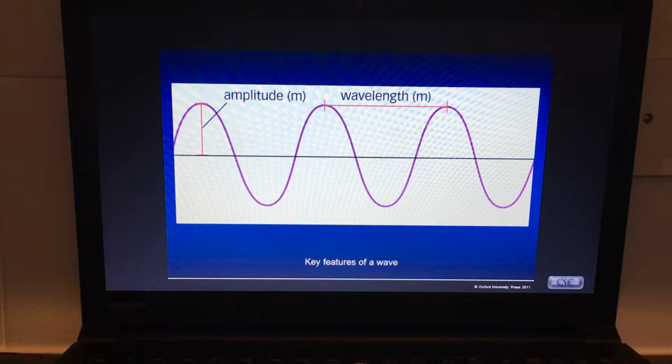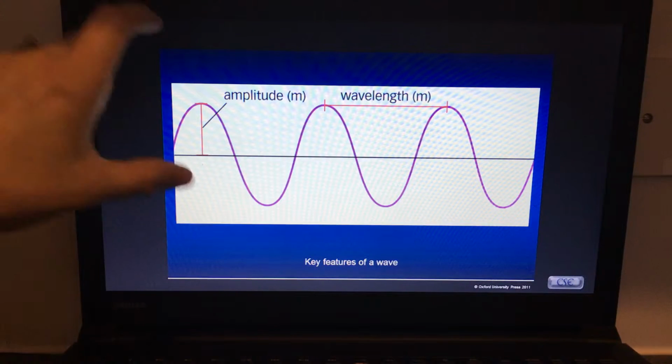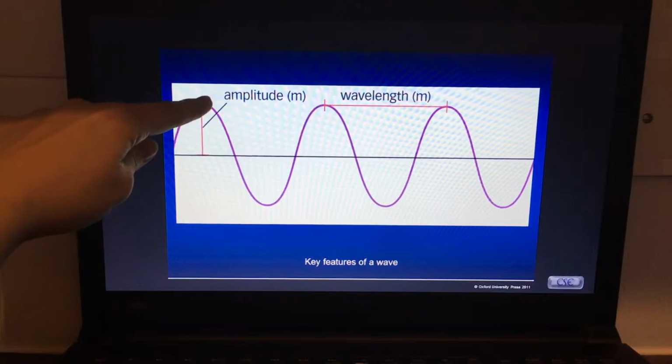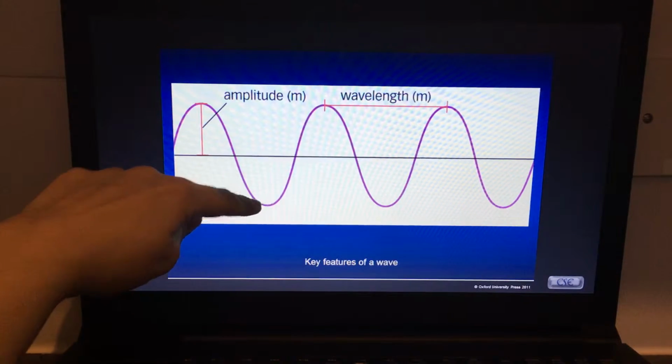And the amplitude is the thing that people get mixed up with the most. It's not the whole length of the wave, it's the distance from the centre of the wave to the peak, or the distance from the centre to the trough.